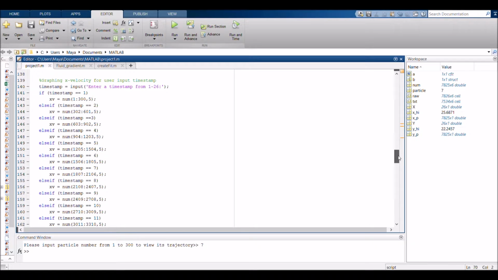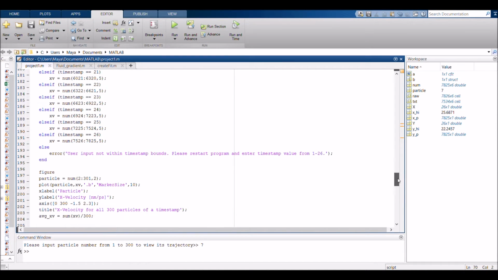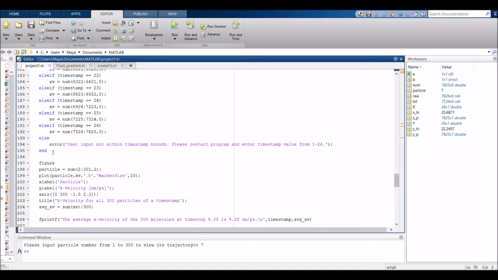Our last section deals with velocity, x and y. We first ask the user to input a timestamp from 1 to 26. Depending on the timestamp, you will get different velocities. The error of this will come from not entering a timestamp between 1 and 26, as there's no values that can be calculated with those.